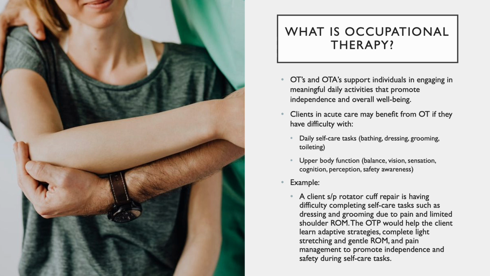An example: a client status post rotator cuff repair is having difficulty completing self-care tasks such as dressing and grooming due to pain and limited shoulder range of motion. The OTP would help the client learn adaptive strategies with adaptive devices such as a sock aid, complete light stretching and gentle range of motion to improve task performance, and pain management with mindfulness and deep breathing techniques to promote independence and safety during self-care tasks.